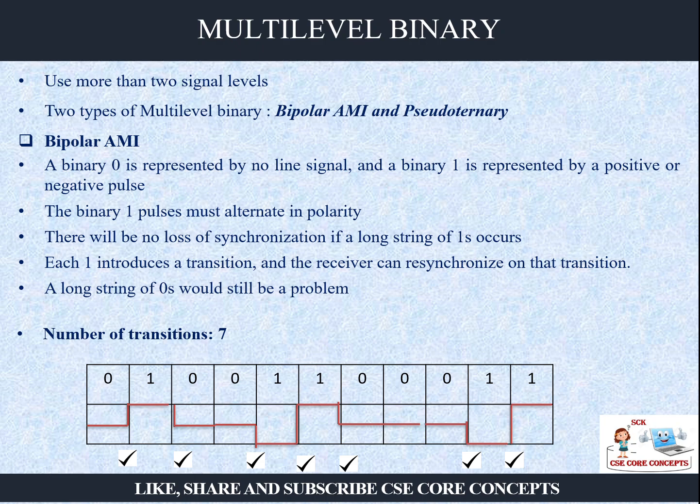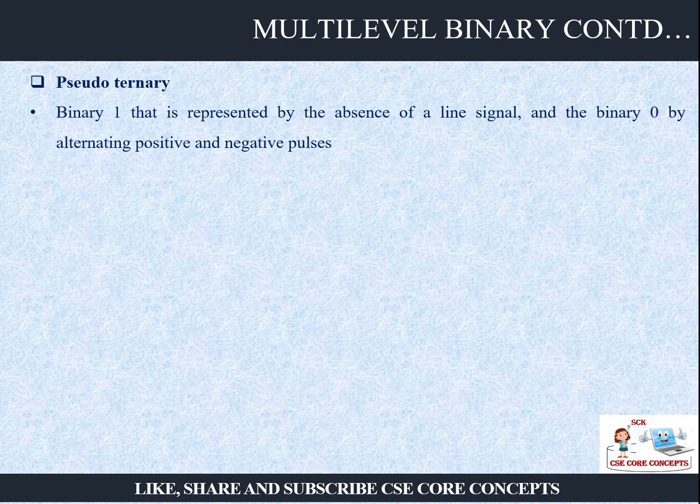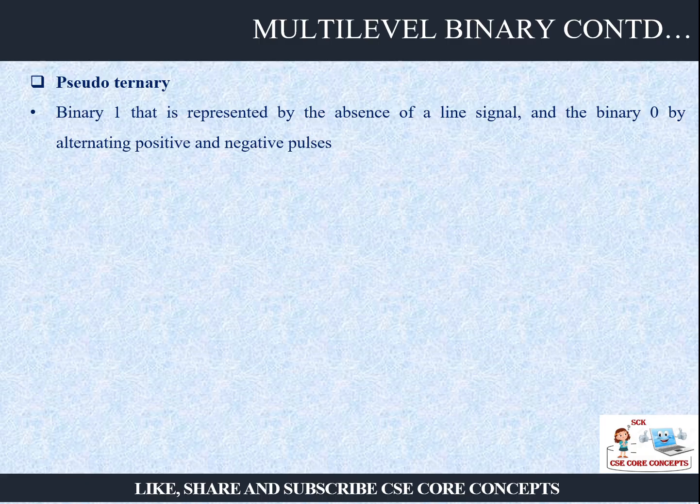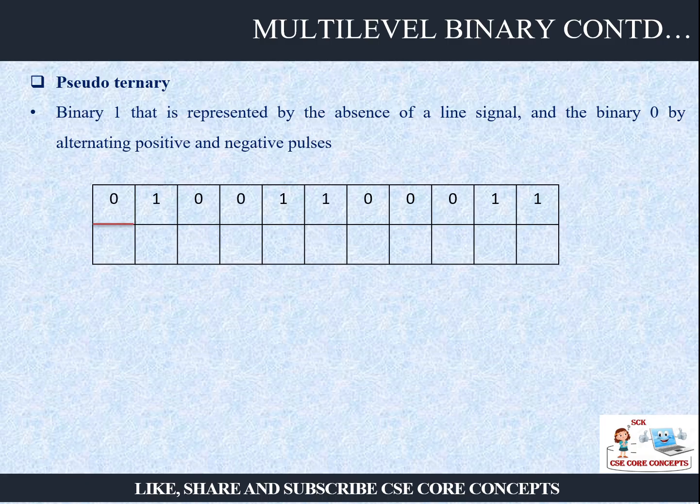Let us look at the second method of multi-level binary, that is called pseudo-ternary, where in this case binary 1 will have the absence of signal. Now why is it so? Because in this case, if you have long strings of zeros, there will be only no line signal, right? So here each 0 introduces a transition, and the receiver can resynchronize on that transition. So let us say here that it is the opposite of bipolar AMI, where binary 1 will represent the absence of signal and 0 will be alternating like 1 in the earlier case. So for 0, let's start with a high signal. Then for the 1 there is no line signal.